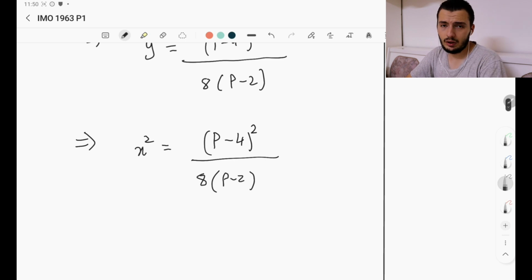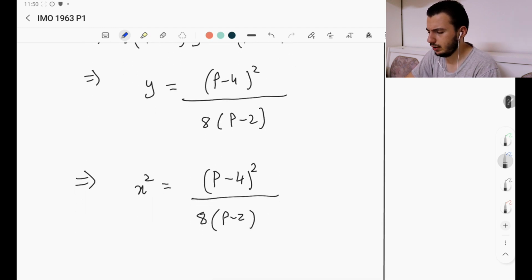Now we have our value for x squared. So let's take a look, do we have any condition now? Well, of course we have. This is positive, so this must be positive, which means that b must be greater than 2. Oh wait, did I make a mistake somewhere?